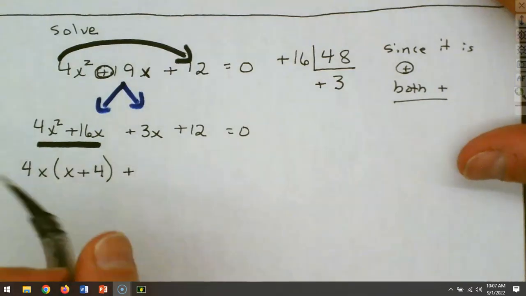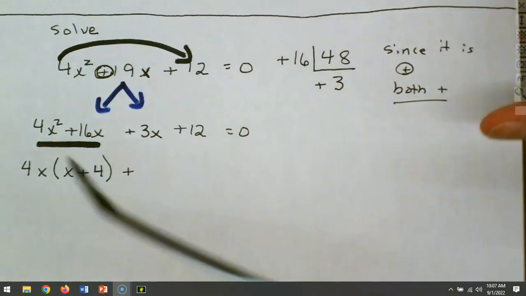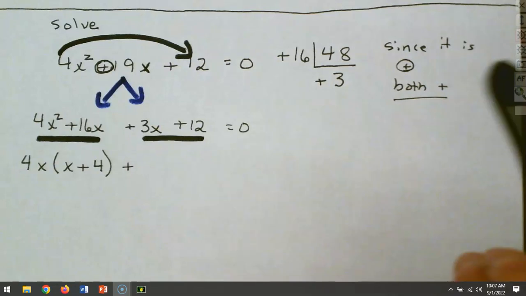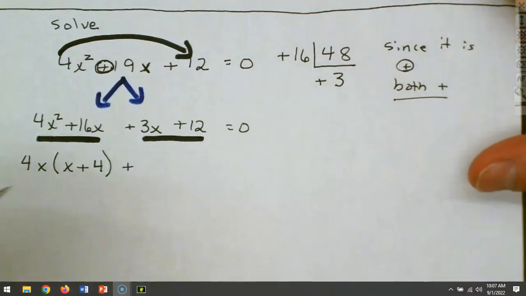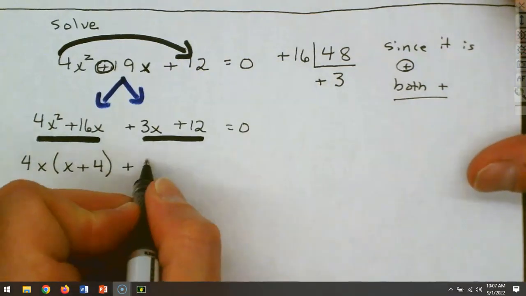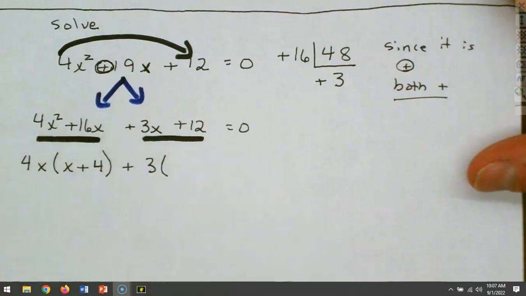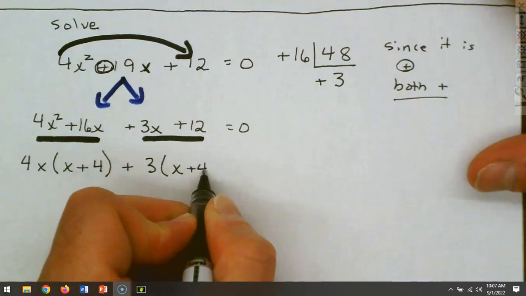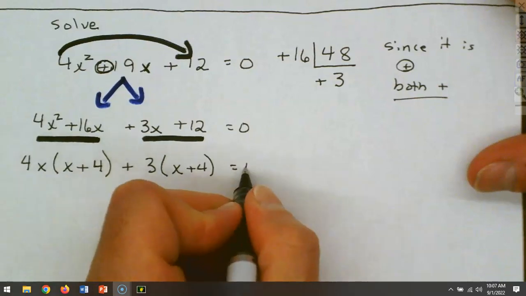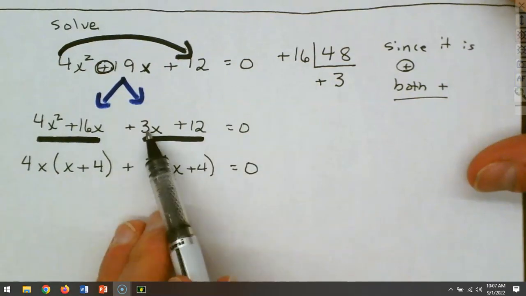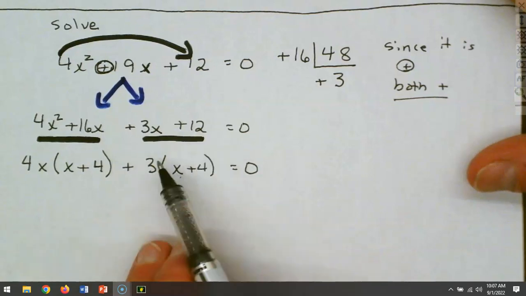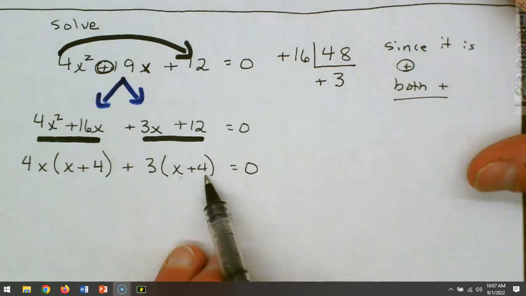What about the next 2 pieces? Can someone tell me what to factor out from here? The 3 and the 12, what do they have in common? These have a 3 in common, don't they? And what's going to be left over? If we divide out, it should be x plus 4. Where did that come from? 3 divided by 3 is 1. Leaves the x there. 12 divided by 3 is what? 4. So that's where that 4 came from.